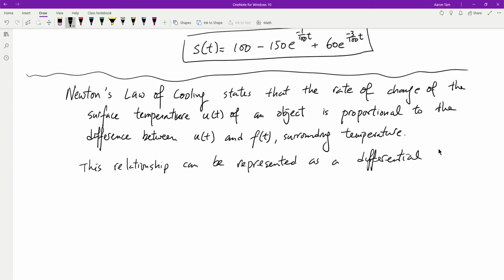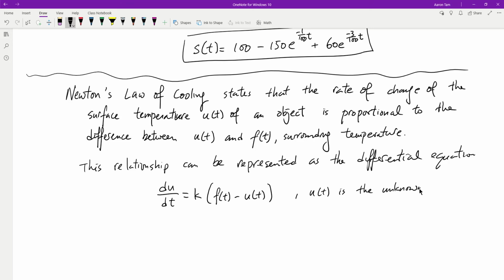Shockingly, because this talks about the rate of change, which is a derivative, it can be represented by a differential equation. Maybe I should say it can be represented as the differential equation right here, du over dt equals some constant k times the difference between f of t minus u of t. And of course, in this scenario, u of t is the unknown function that we're looking for.